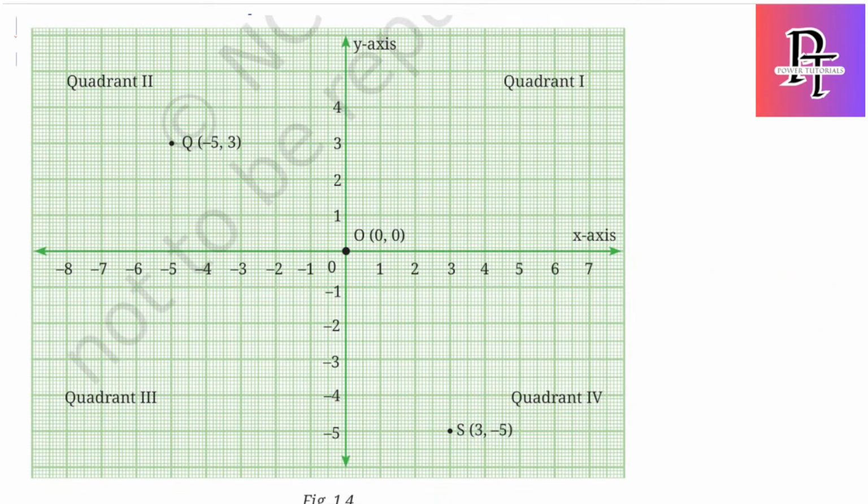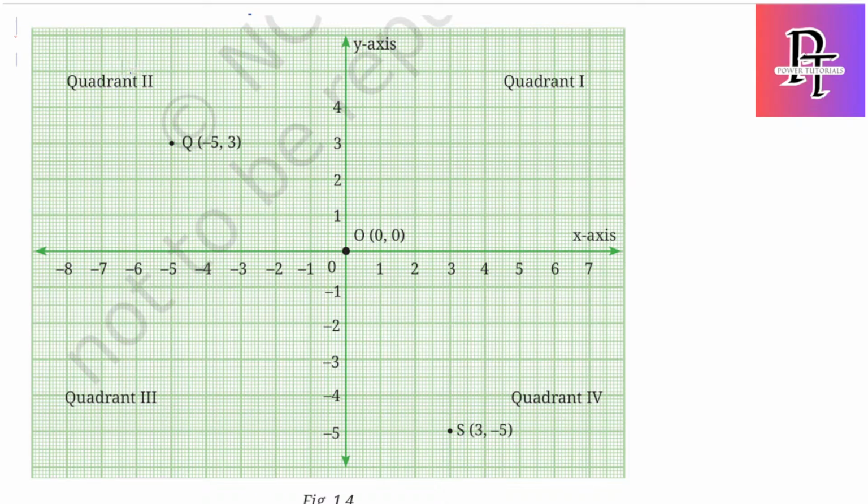Okay. Before going to exercise 1.2 tomorrow, I'll give a small introduction about quadrants. What are quadrants? Quadrants means a quarter of any structure. Here we are talking about a quarter of the graph sheet. If you notice here, this part is quadrant 1. This quarter of the graph is quadrant 4, this one we call quadrant 3, and this one we call quadrant 2.